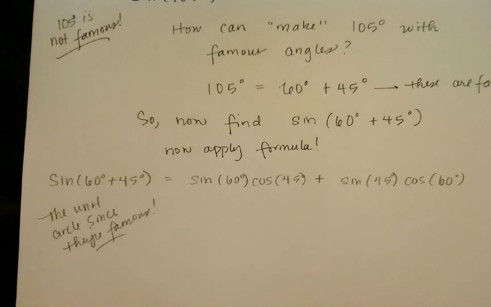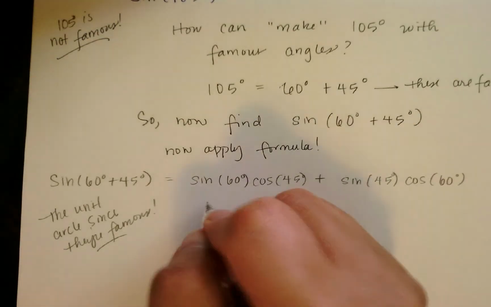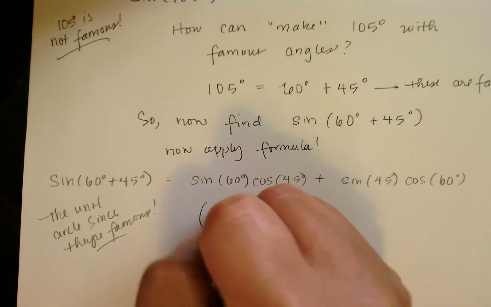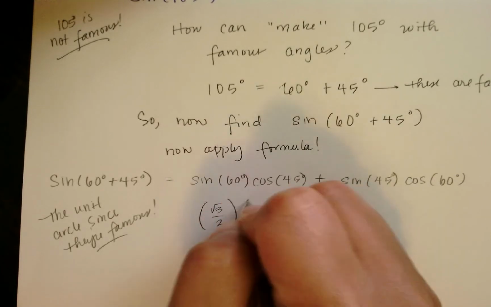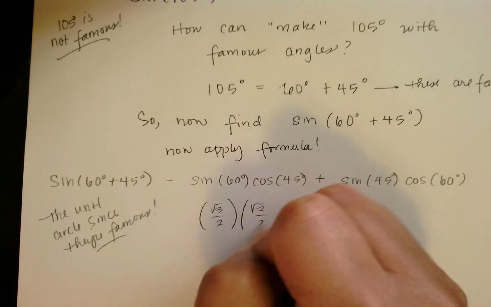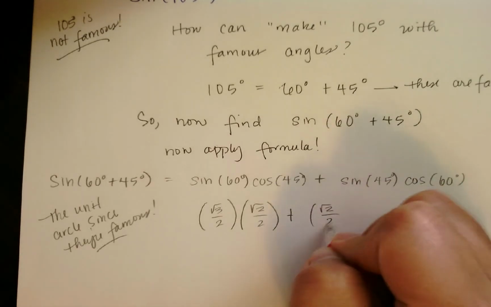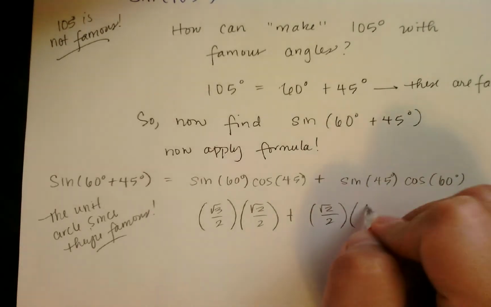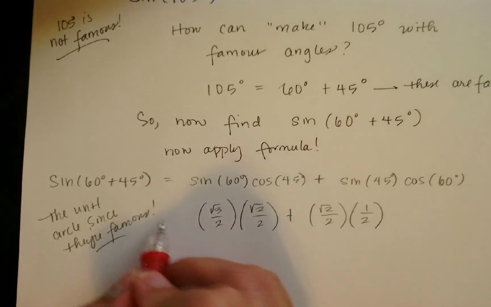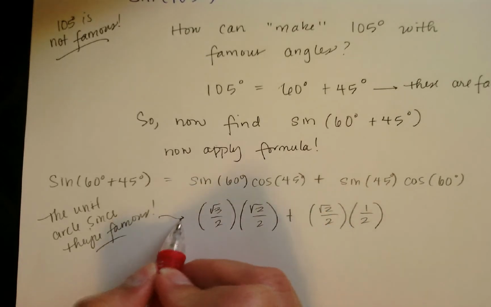Alright, what's sine of 60 degrees, my lovely people? Don't screw this up like I screwed up the quiz. Square root of 3 over 2. What's cosine of 45? Square root of 2 over 2. Plus, what's sine of 45? Square root of 2 over 2. Times cosine of 60, 1/2. So that all comes from the unit circle.